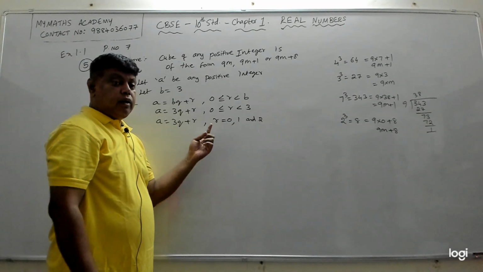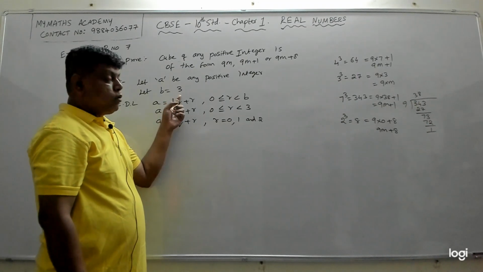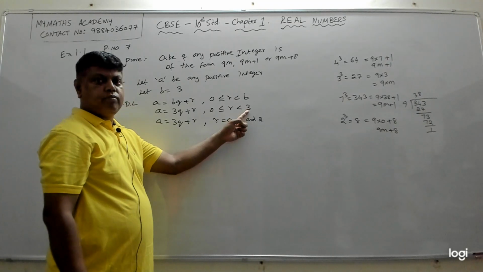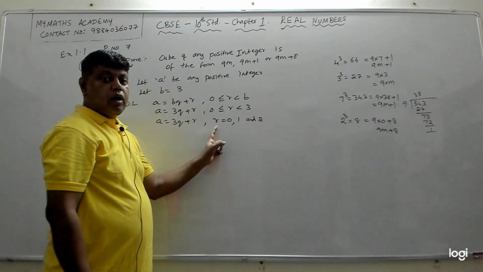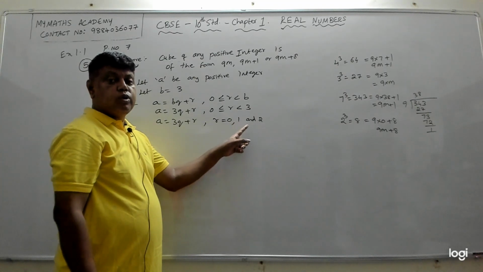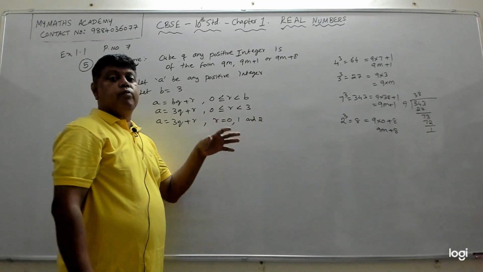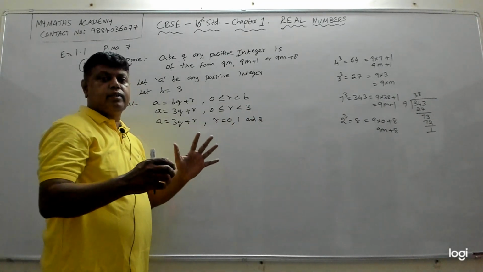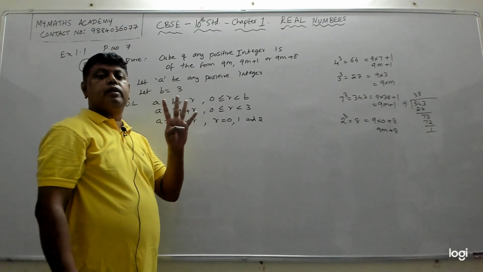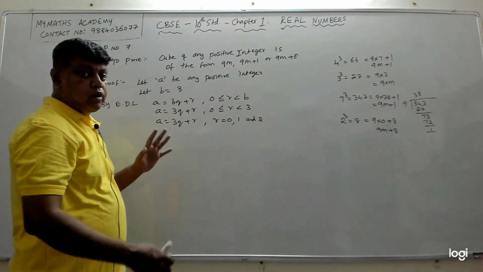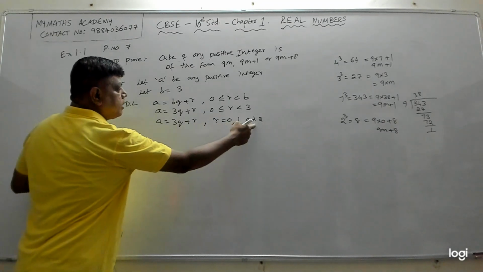Suppose had we taken b as 9, what would have happened here? It would have been 9 here. Then 0 less than or equal to r less than 9. R would have taken the values 0, 1, 2, 3, 4, 5, 6, 7, 8. So for each value of r, we need to solve cases. We will have 9 cases to deal with. Right? That will make the problem very huge. So now it is only 3 cases we need to deal with.